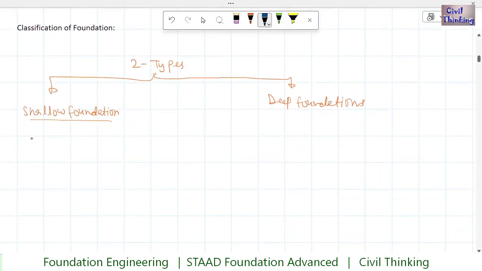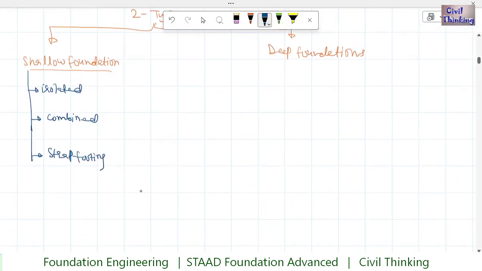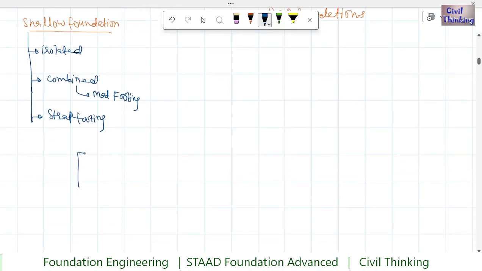So shallow foundations, generally they are of two types, isolated and combined, but some books classify them into more. In the combined we also have strap footing, and we also have mat footing. Now isolated is when only one column is supported by the foundation. This is only one column, this is our foundation, only one column is supported by the foundation, we call it isolated.